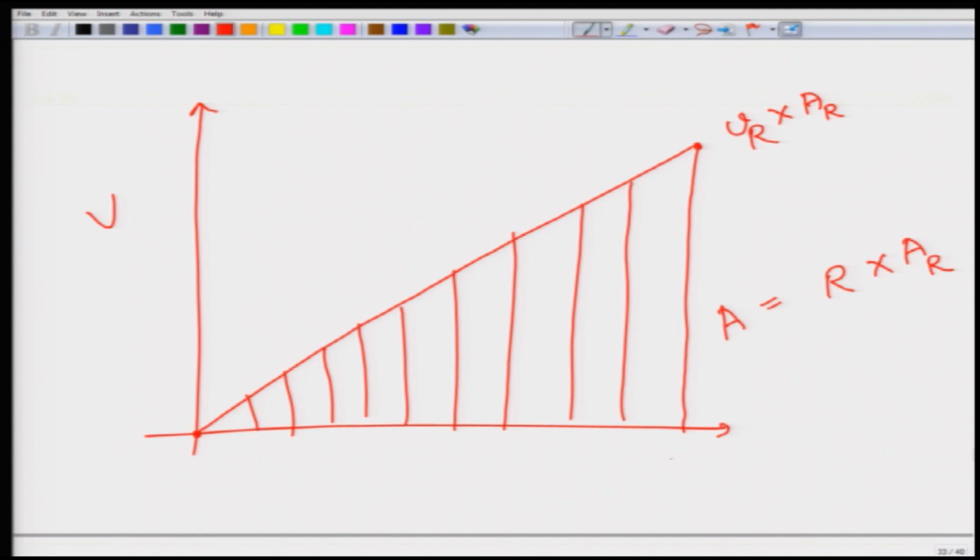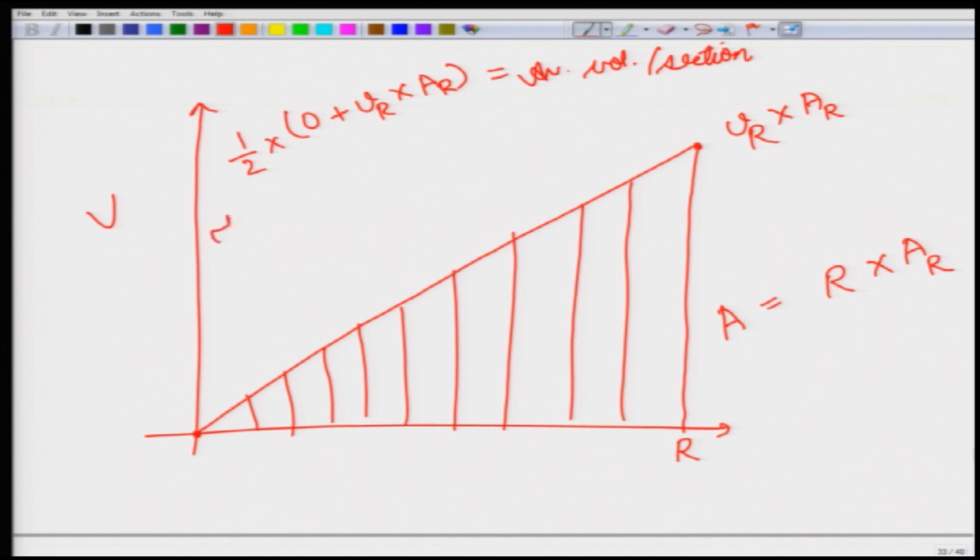And total number of sections is R. So, what is the average volume in one section? That will be given by half into, let us take the two extremes, 0 plus V_R, into A_r, where A_r is the average volume per section. Total number of sections is R.